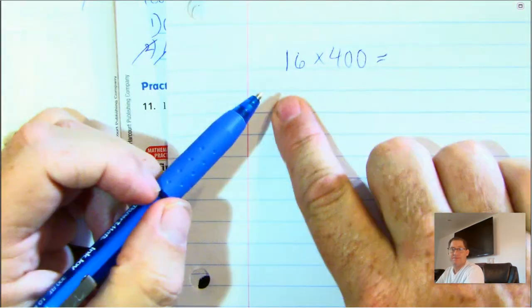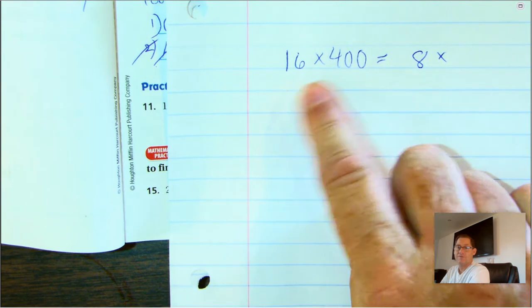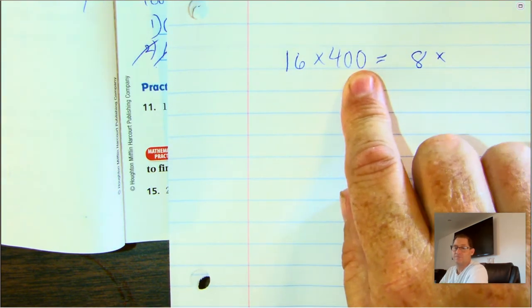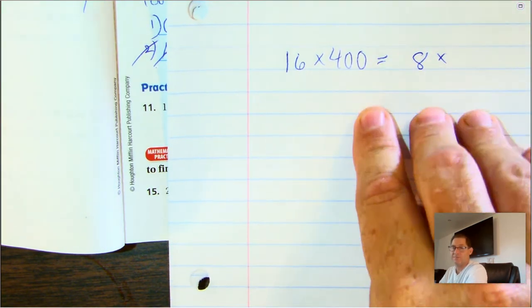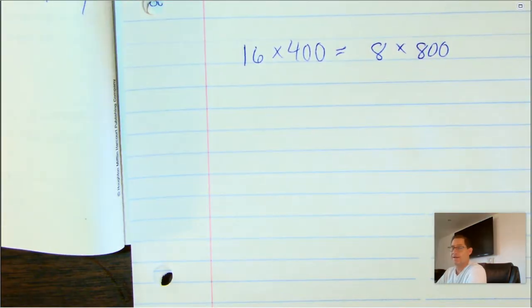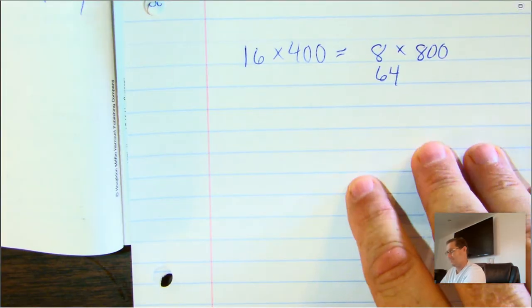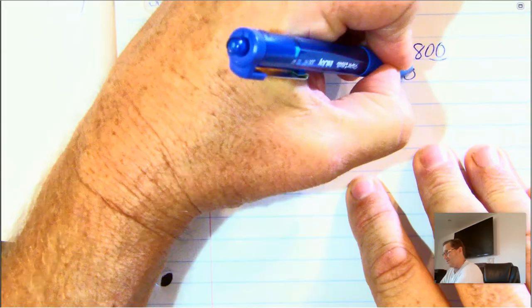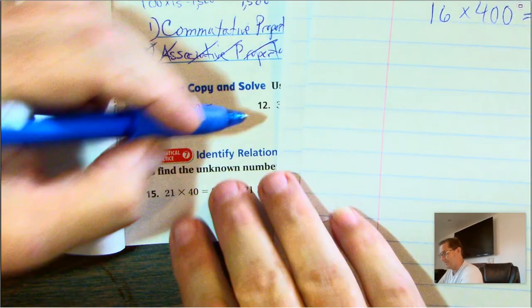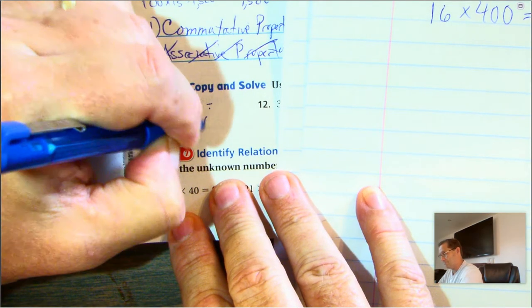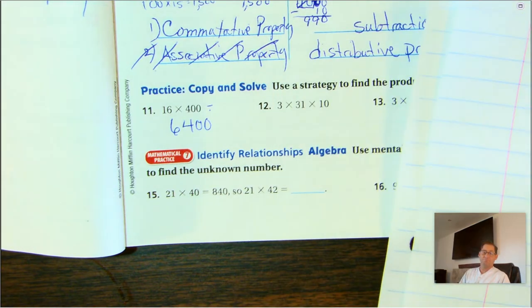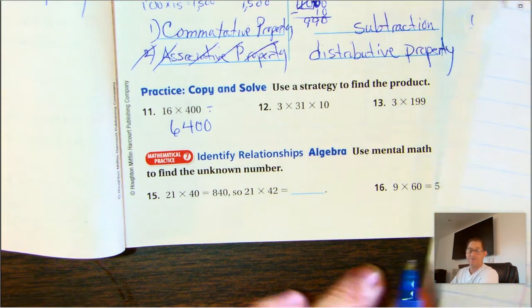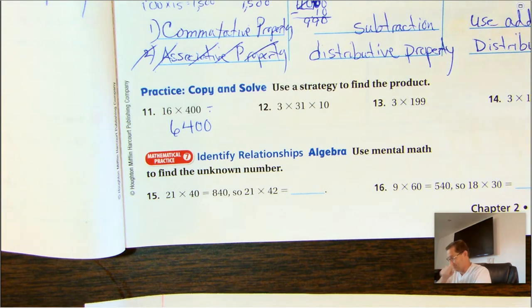And I'm going to take half of 16, which would be 8. I'm going to double the 400. If I double 400, I get 800. 8 times 8 is 64. Put the 2 zeros from the 800, 6,400. So that's one way. You might have come up with a different way to solve that. That would have been fine.